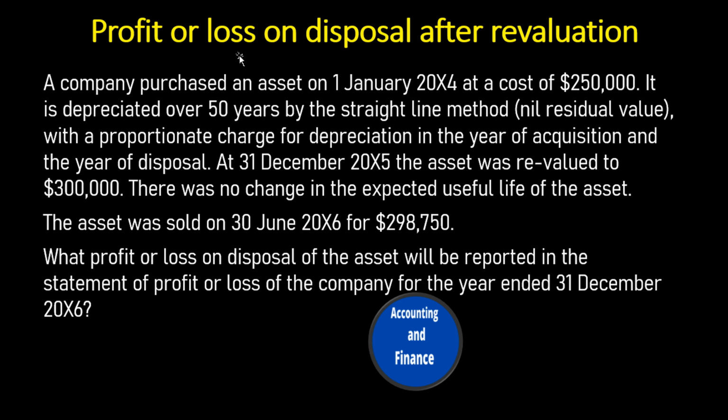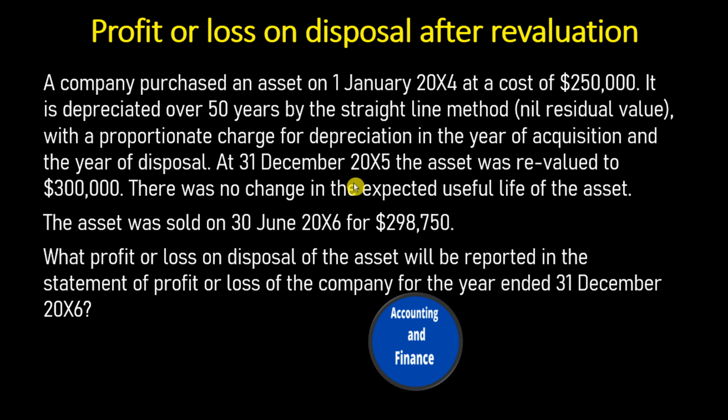Profit or loss on disposal after revaluation. A company purchased an asset on 1 January 20x4 at a cost of $250,000. It is depreciated over 50 years by the straight-line method, nil residual value, with a proportionate charge for depreciation in the year of acquisition and the year of disposal.